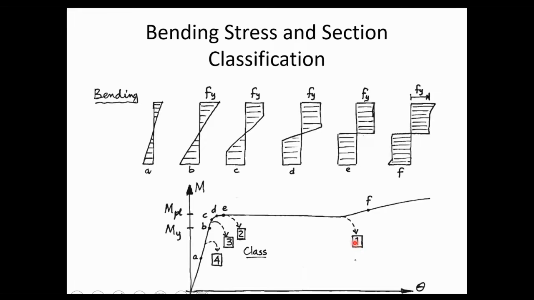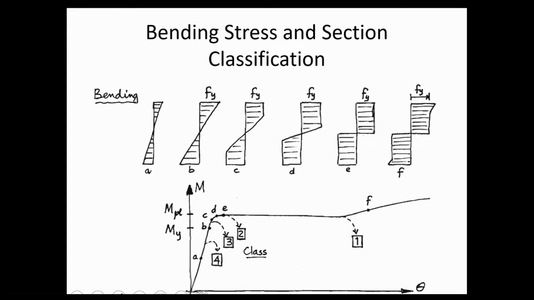If it's a class one section, local buckling won't happen until at least we have the full plasticity developed. Here we're plotting moment against rotation, where we have the plastic resistance here. After that we get plasticity and strain hardening over here. If we have class two, it means we have limited ductility, so we can achieve the full plastic moment capacity of the section, but then it's going to have some local buckling. A class three section just achieves the yield of the material and then it's going to buckle. A class four section doesn't even achieve its yield; it's going to buckle early. So we have a limited capacity of the section due to local buckling.